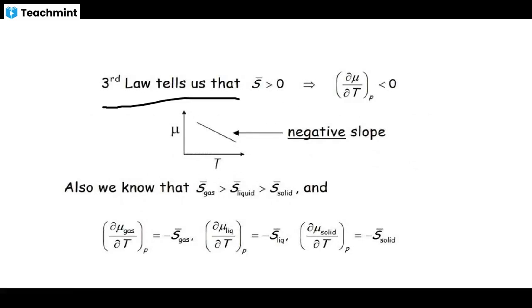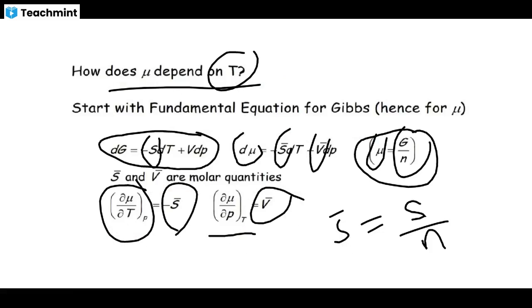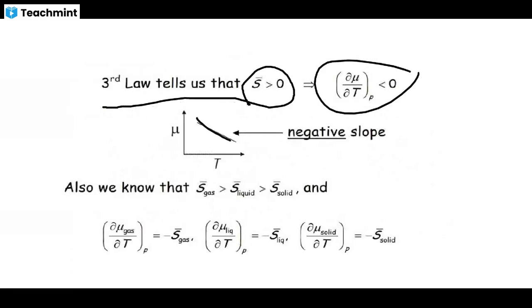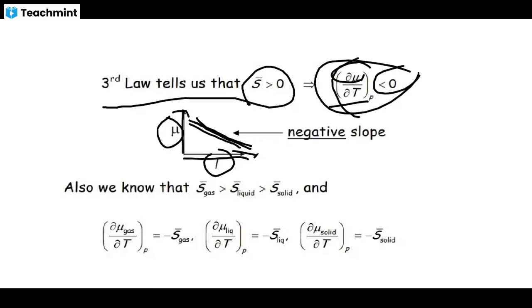The third law tells that entropy is always greater than zero. So the molar entropy is greater than zero, which means this derivative should be less than zero. Because the entropy is positive, this should be negative, so you get a negative slope. This is d mu, this is dT, so dou mu divided by dou T at constant pressure is the slope. This is nothing but how the chemical potential changes when the temperature changes. It decreases, because the derivative is less than zero.